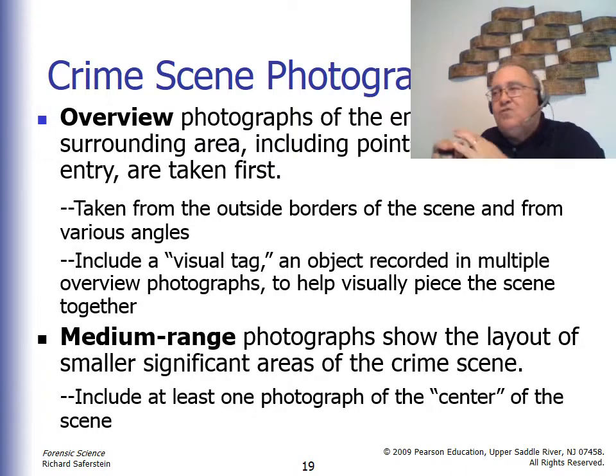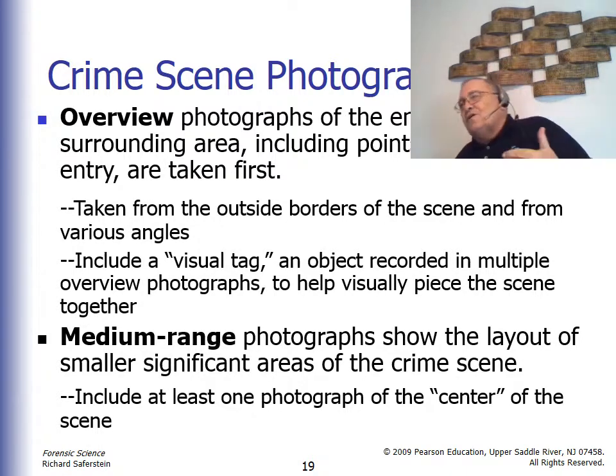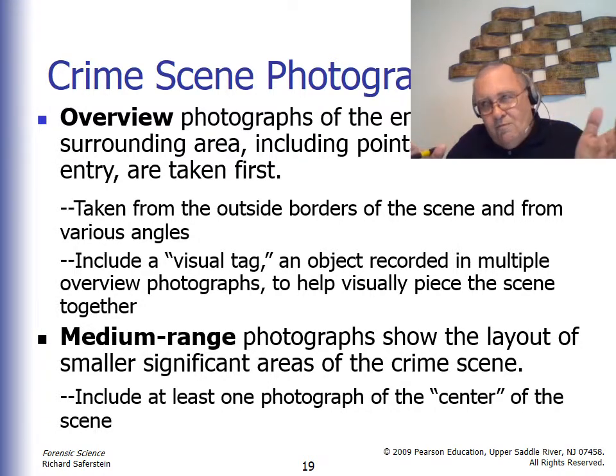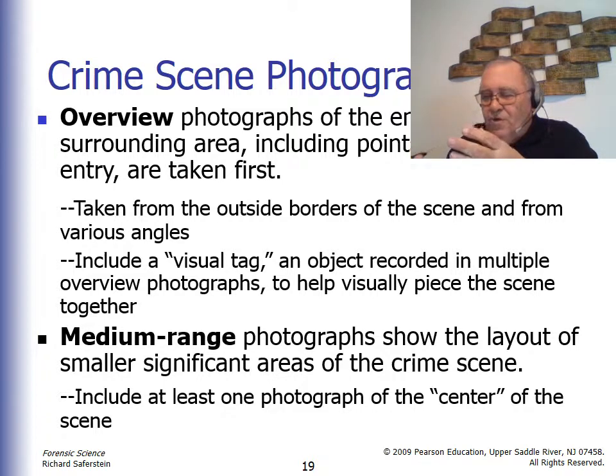Medium range means you're moving in closer to the scene. Let's say the crime took place inside of a residence. Well, you're going to take a photograph of the exterior of the residence. Then you're going to move into the doorway, take a photograph from the doorway, and then if the immediate area is the living room, you're going to move into there, and then you're going to start moving into each area of the home to take photographs.